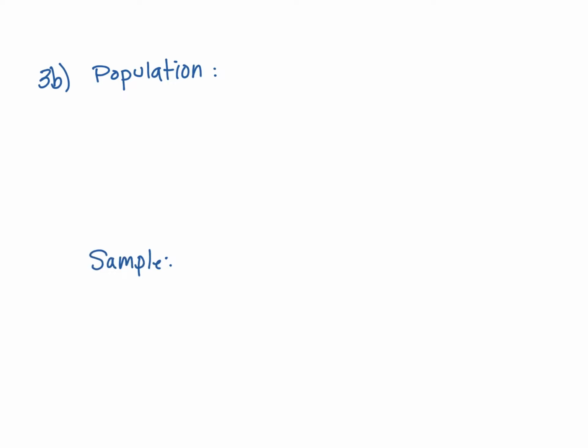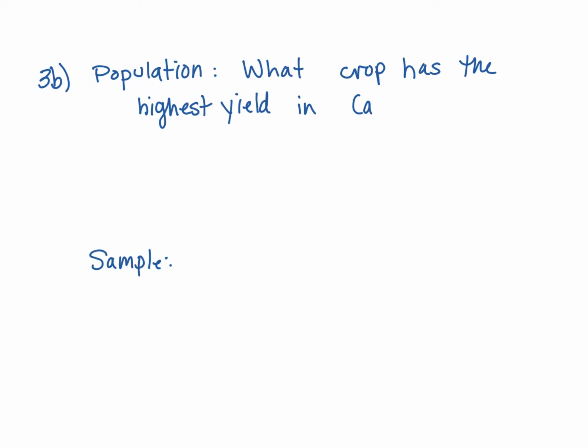If we were trying to use our state as the whole population, we might ask a question like, what crop has the highest yield in California? So it's asking like to survey different crops throughout California.